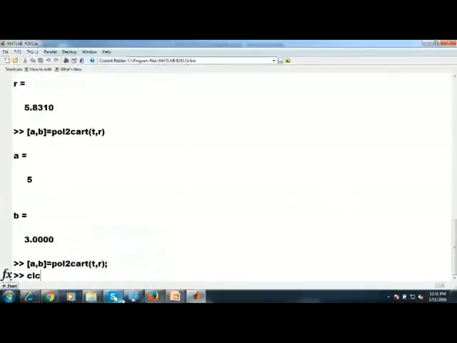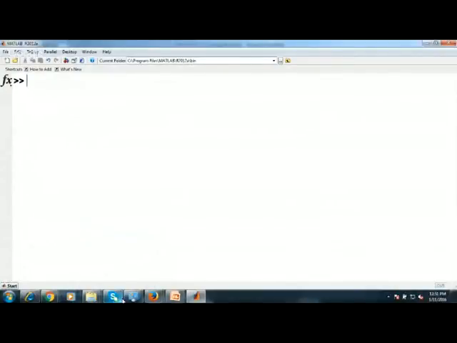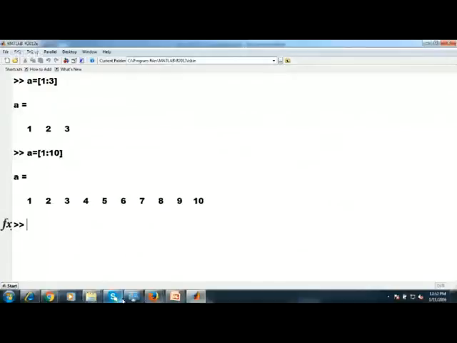See, I'm using CLC to clear the command window. Now see, I'm going to tell you some more techniques of making matrices. Square bracket, 1 colon. It is a colon operator, not a semicolon. 1 colon 3 will give you this. Okay, if I write there 10, it should give you this. Okay, you don't have to write all this. You only have to give the colon operator.